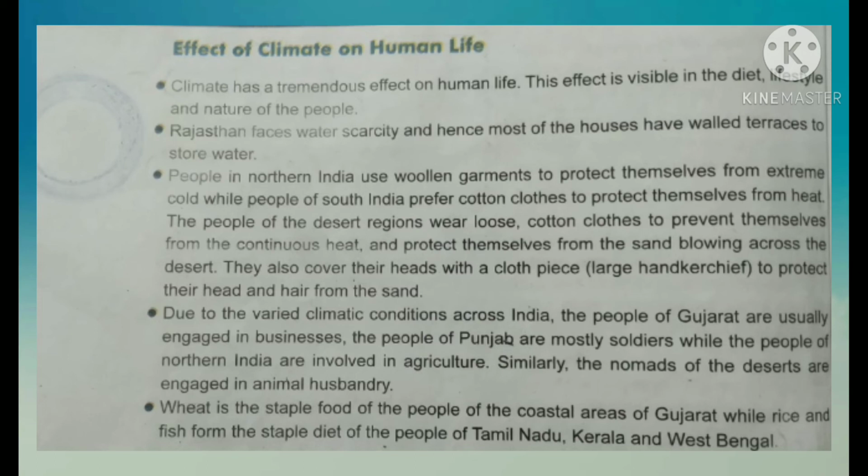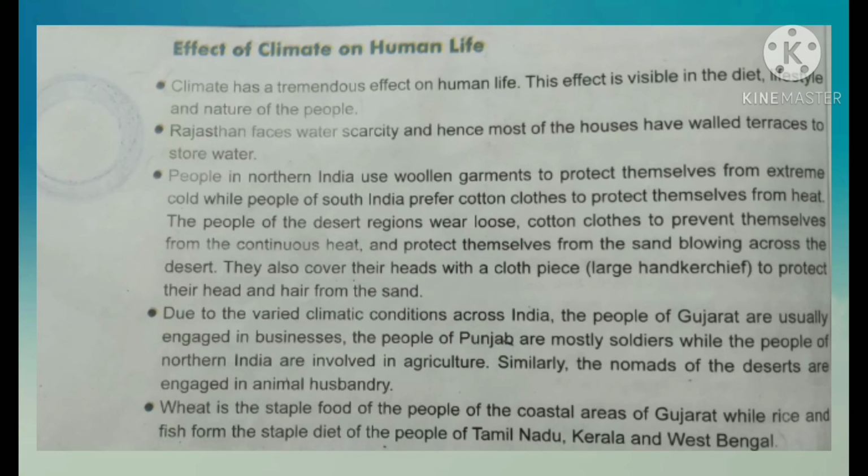People in northern India use woolen garments to protect themselves from extreme cold, while people of South India prefer cotton clothes to protect themselves from heat. That is a common thing. If there is cold, definitely we have to wear woolen garments. And if we have summer season and heat is there, we have to wear cotton clothes to protect ourselves.